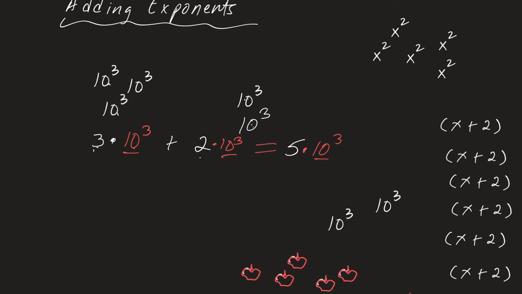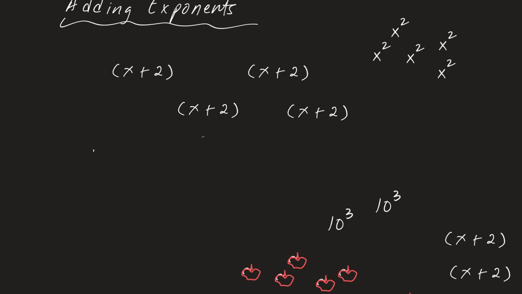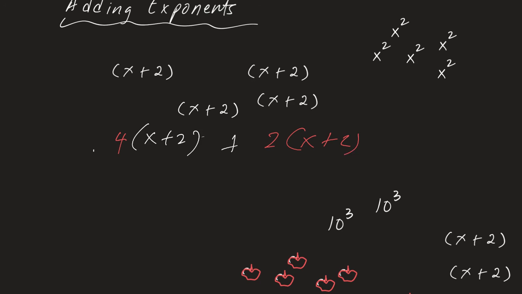If you erase this and move this around here, how many do we have of these things? We have 4 of these things. So we can say 4x plus 2, like that, okay? And if we want to add 2 of those things over there, we say plus 2x plus 2. That's going to give us 6x plus 2, okay?